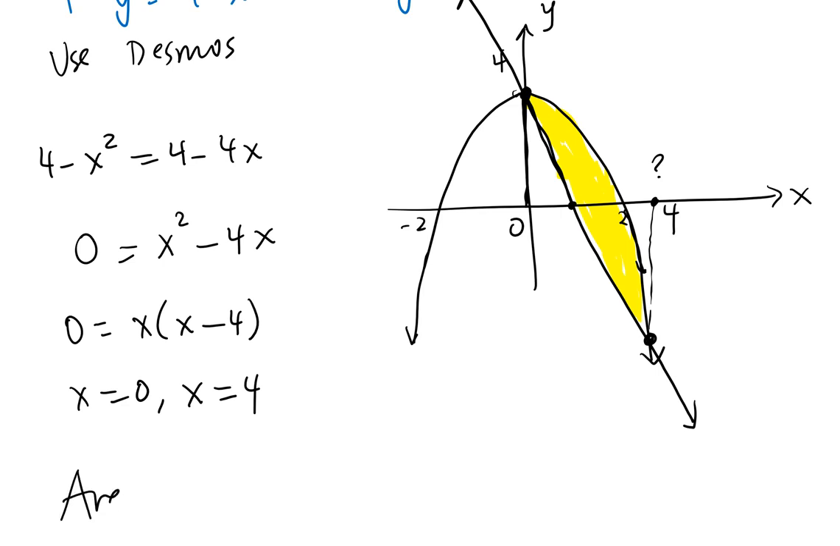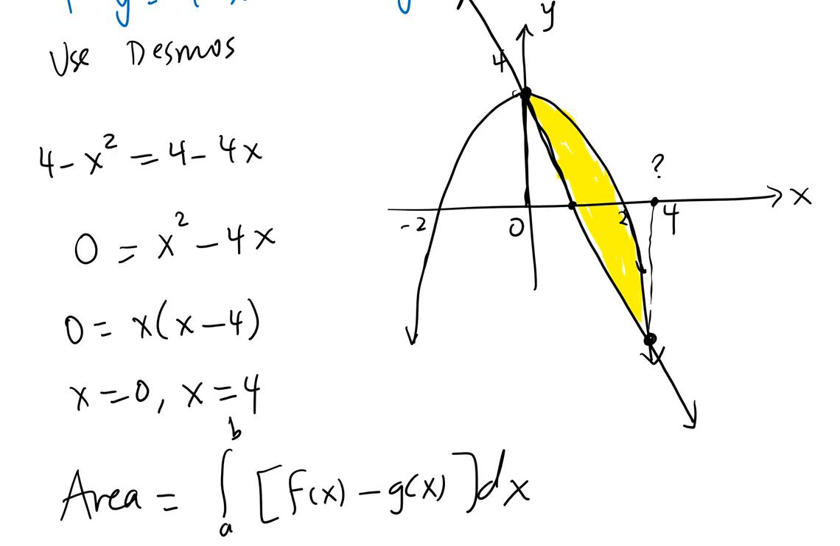Then the area is the integral, remember, from a to b, that's what we started with today, f of x minus g of x dx. So the upper one minus the lower one, or the top minus the bottom. And I would let you finish it up.